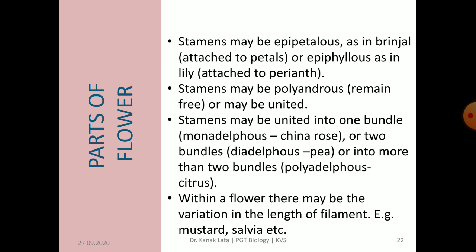Stamens may be united in one bundle or two bundles or into more than two bundles, that is monadelphous, diadelphous or polydelphous. Monadelphous is seen in China rose, diadelphous is seen in pea and polydelphous is seen in citrus. The length of stamens may vary within a flower like in mustard and salvia.